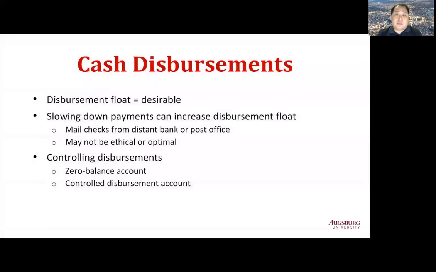How about disbursement? As we discussed, disbursement float is beneficial for the firm. To increase it, the firm may mail checks to a distant bank or post office. However, it may not be ethical or even optimal. To control disbursement, the firm uses zero balance accounts.